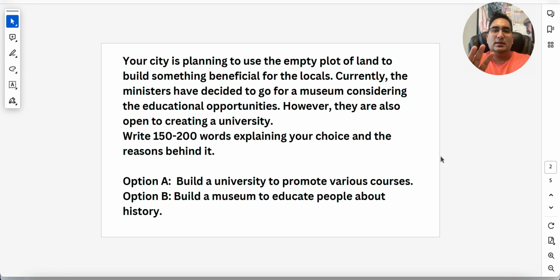First of all, let's look at the question type here. This is different than another question type I'm going to show you. Now here, it's a survey question, part 2 of CELPIP. Your city is planning to use the empty plot of land to build something beneficial for the locals. Currently, the ministers have decided to go for a museum, considering the educational opportunities. However, they're also open to creating a university, and then you got your typical line here, 150 to 200 words, explaining your choice. So option A is to build a university to promote various courses, and option B is to build a museum to educate people about history.